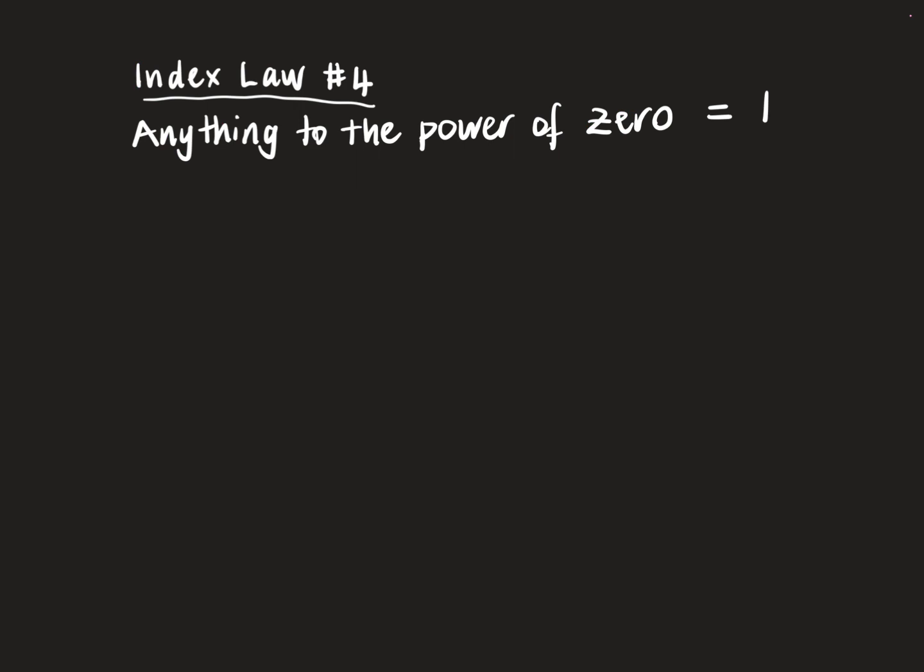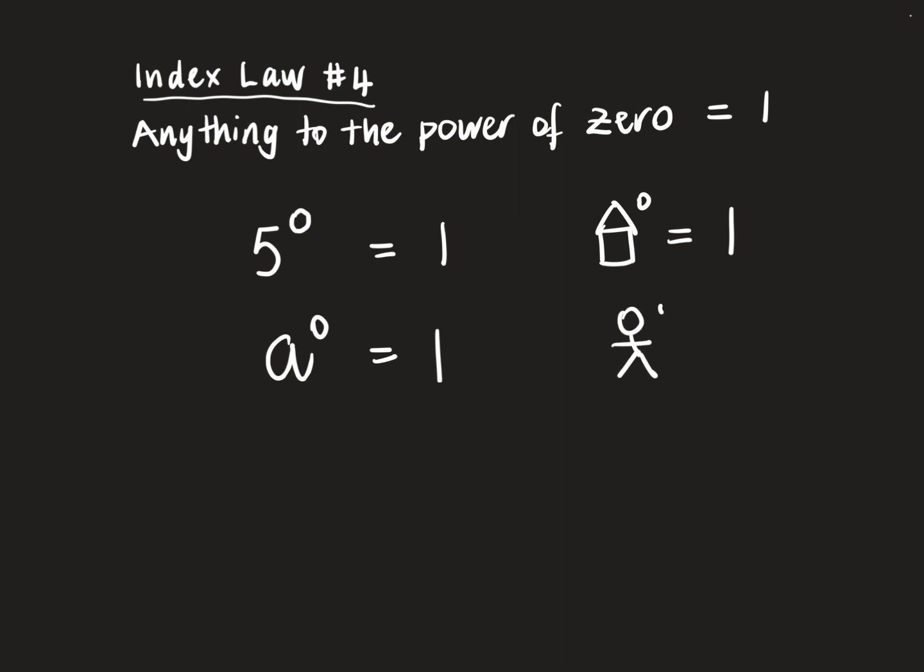Time for the 4th index law. Here it is. Anything to the power of 0 is equal to 1. So if I have 5 to the power of 0, that is equal to 1. If I have a to the power of 0, that is equal to 1. If I have a house to the power of 0, equals 1. If I have a stickman to the power of 0, that equals 1. Anything at all to the power of 0 is equal to 1.